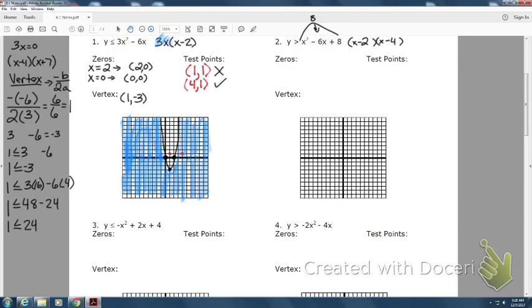So Zach, what are my two x-intercepts on this problem? 2 and 4. So go ahead and graph those. After that, I'm going to find my vertex. So I'm going to do the -b over 2a. Anna, what is the b value?